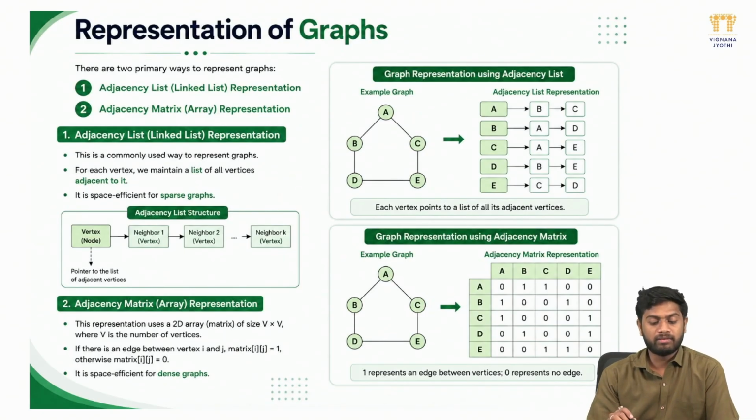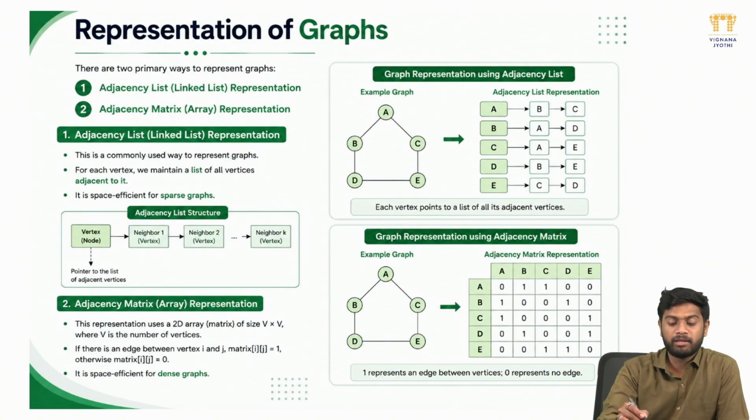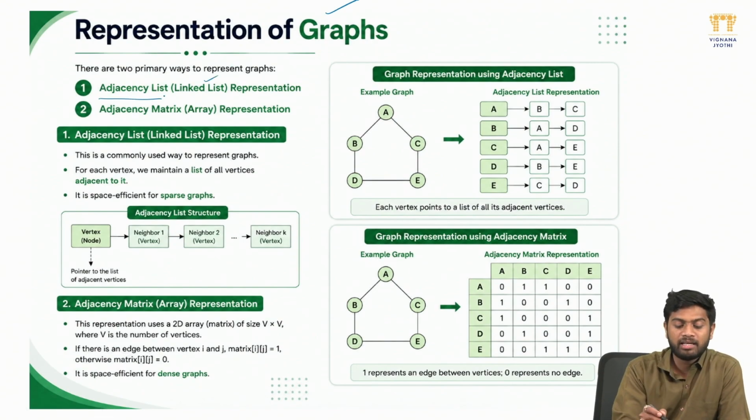See, whatever data we are trying to represent in terms of a graph is represented in two ways, primarily. The first is list representation of a graph, which is called an adjacency list. And the second is matrix representation of a graph, which is called an adjacency matrix.